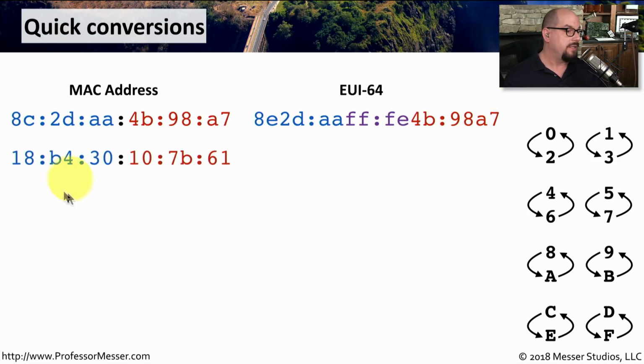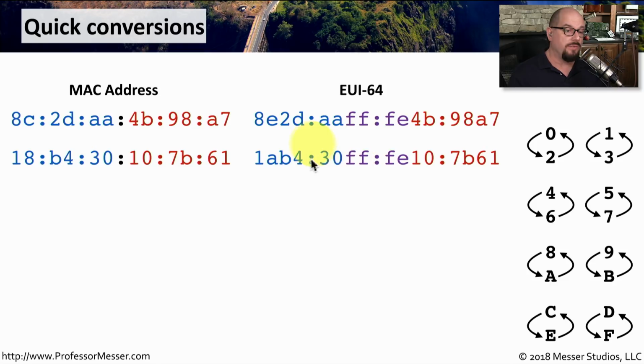Here's another MAC address. This one starts with 1-8. We've obviously split it right in the middle. We need to look at that second character, which is an 8. And if we look at our chart, we can see the corresponding value would be an A. So if we bring this over, we can start with 1A, split the MAC address into 2, add the FFFE in the middle, and then finish with the last half of the MAC address.